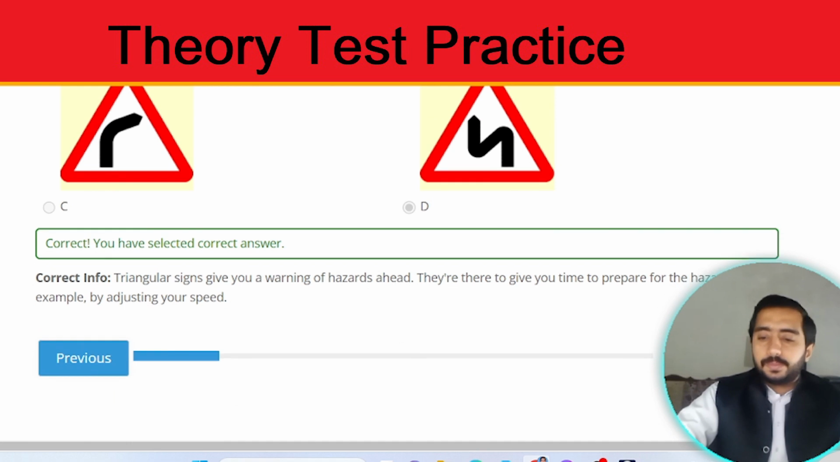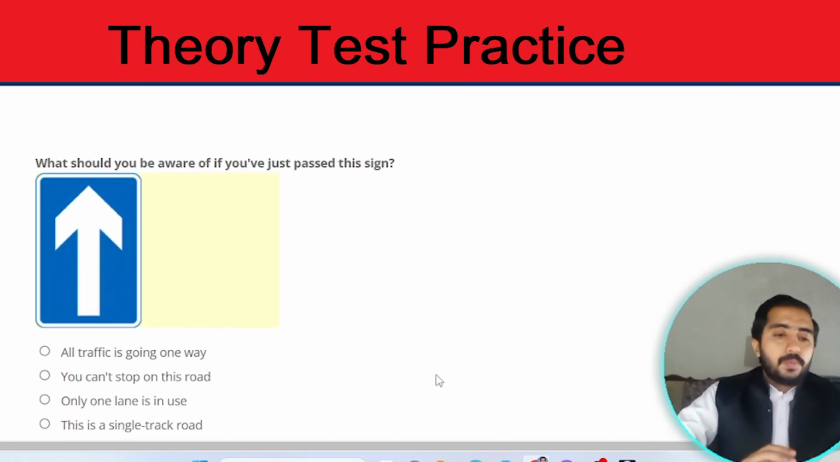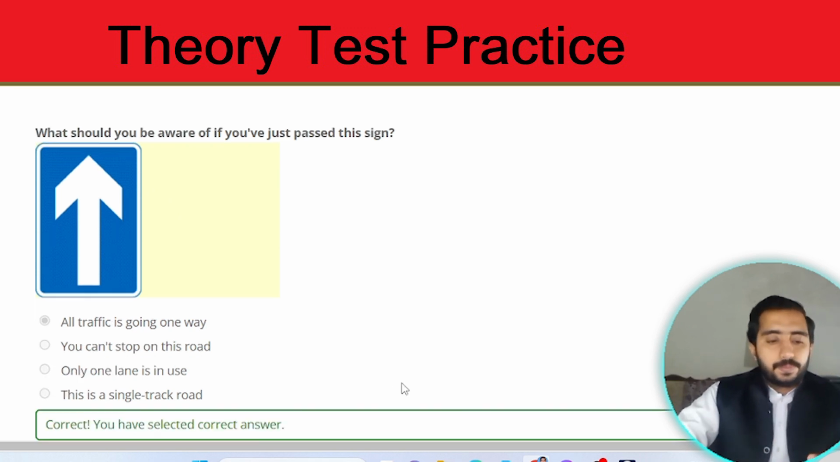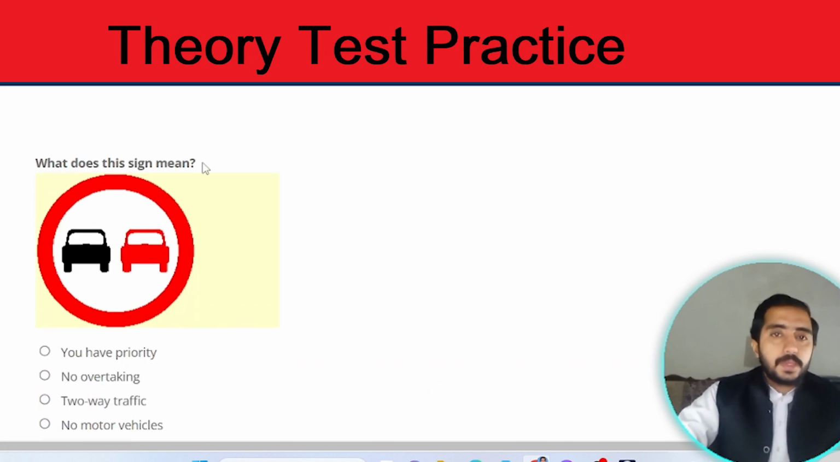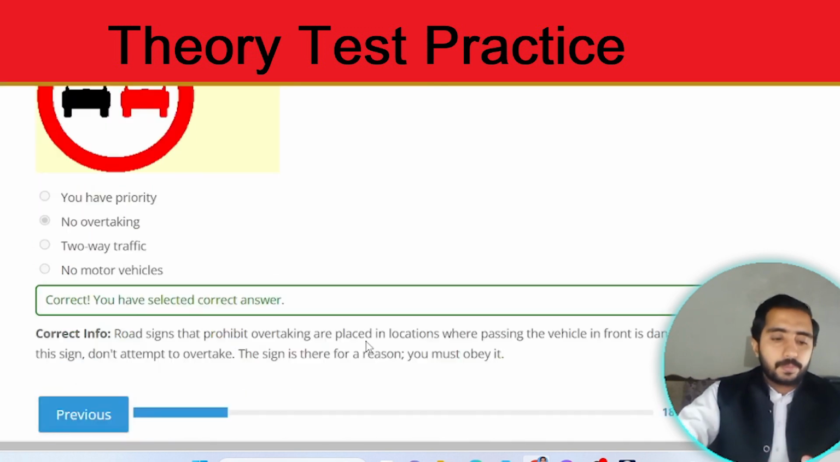Next question. What should you be aware of if you just pass this sign? Okay, this sign means that all traffic is going in one direction. Option A is the correct one. Next, what does this sign mean? This sign is represented by no overtaking. If you see this sign, you don't overtake.